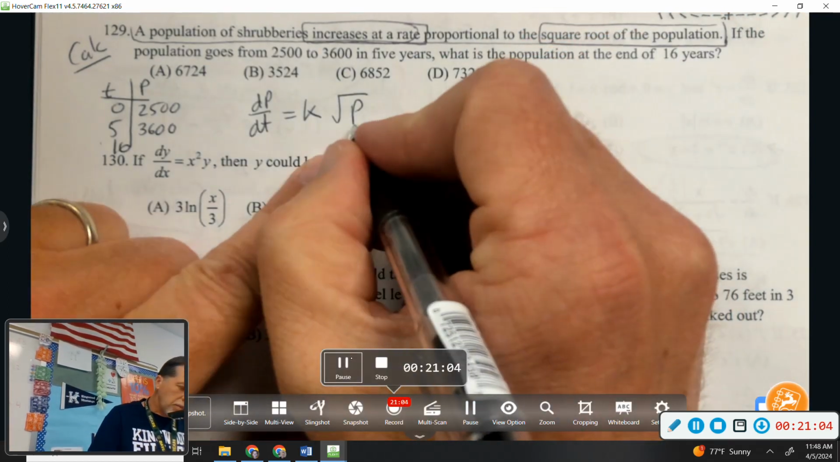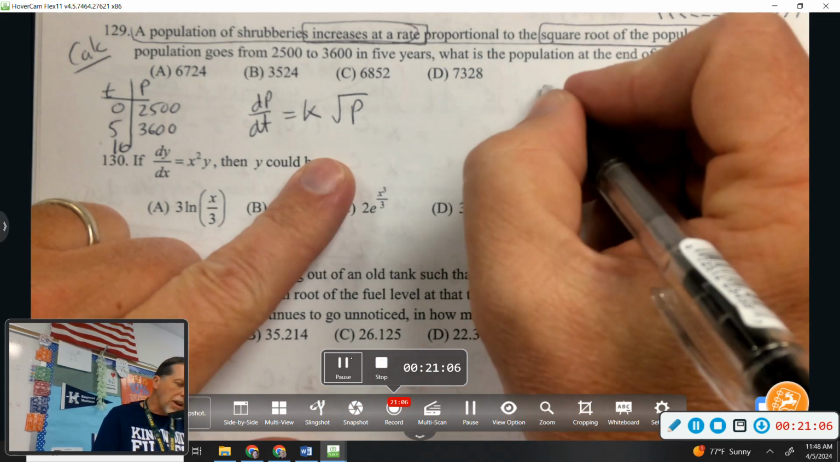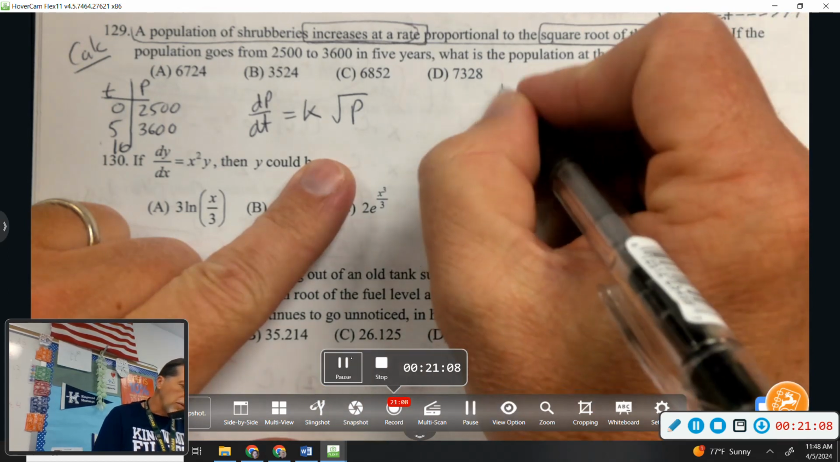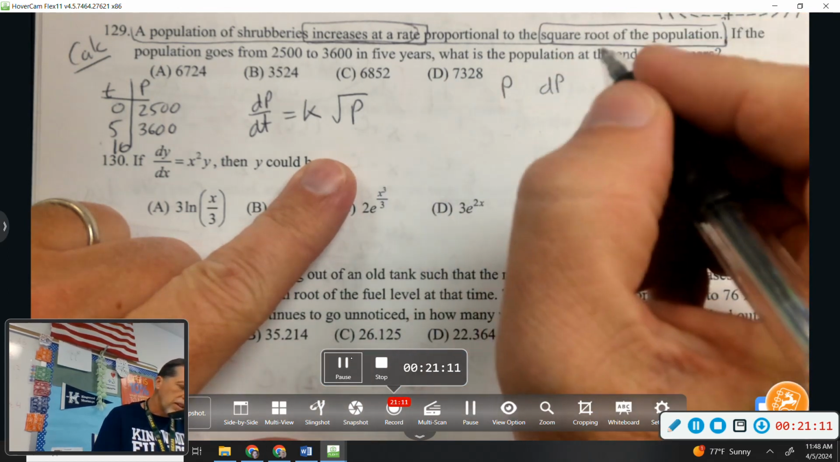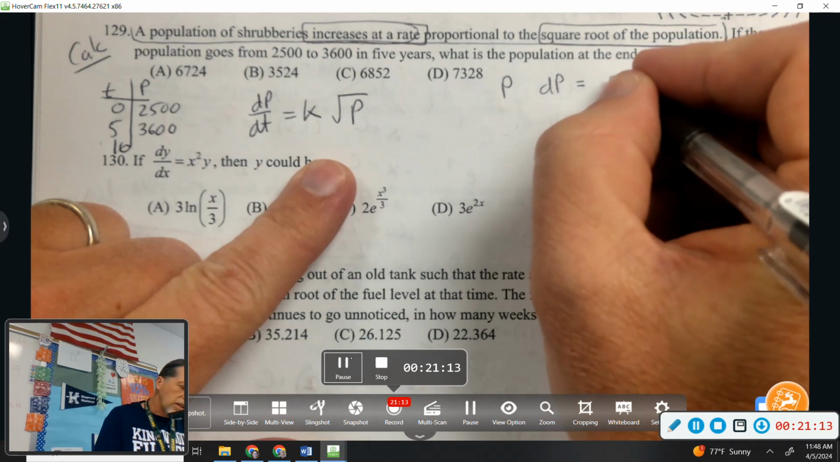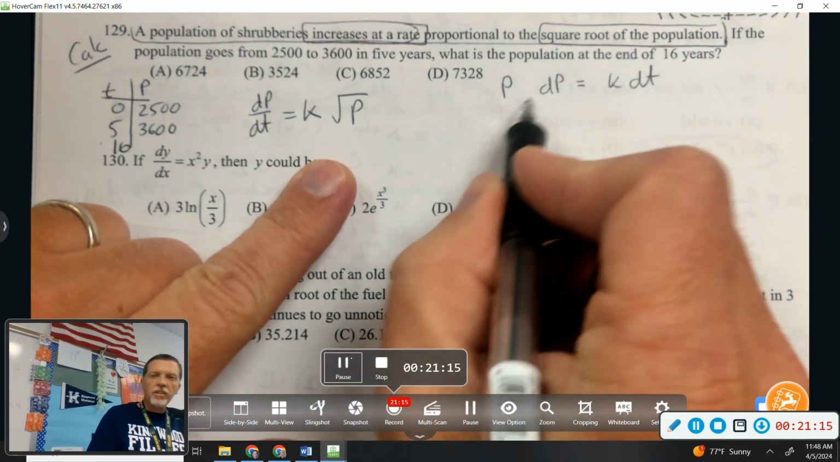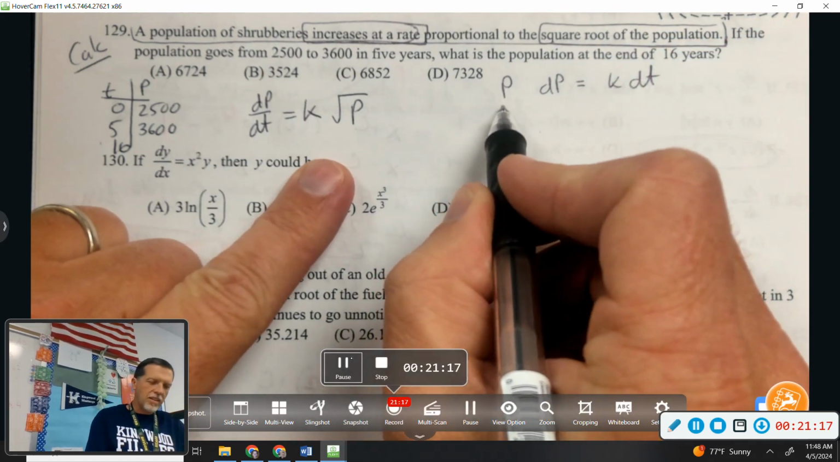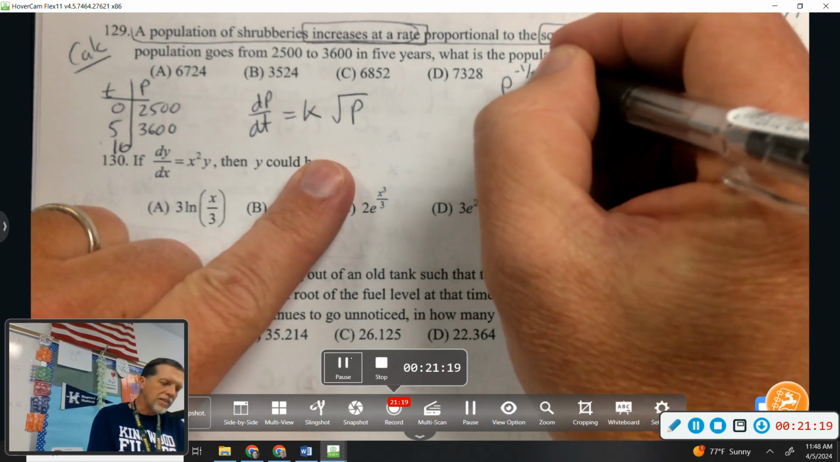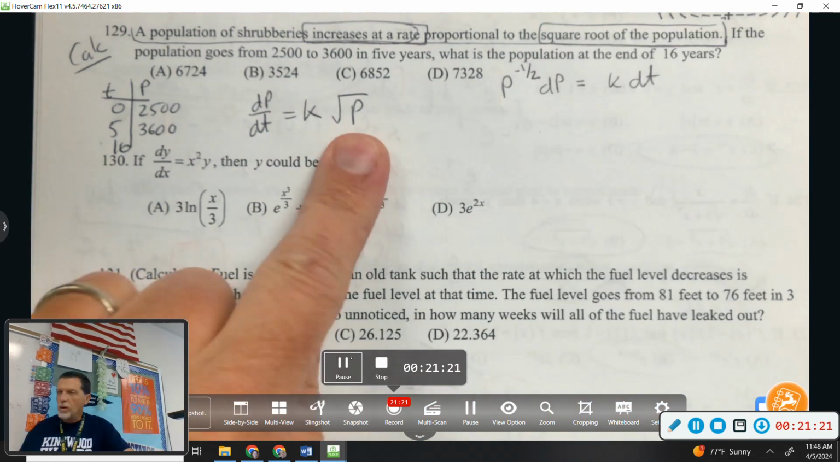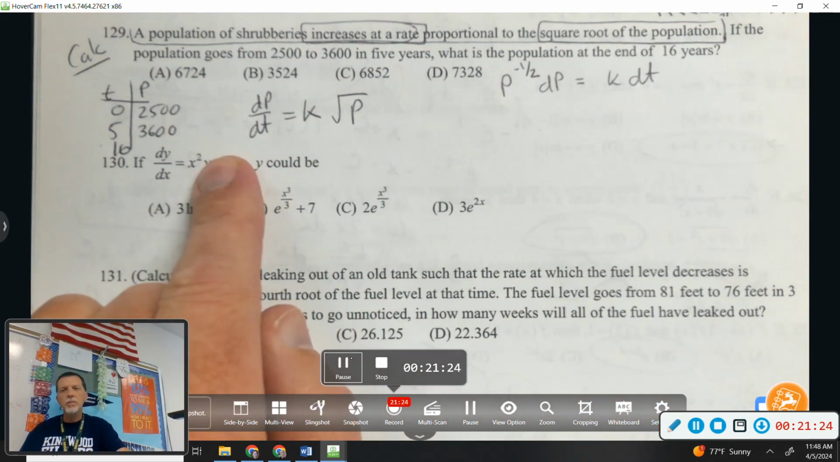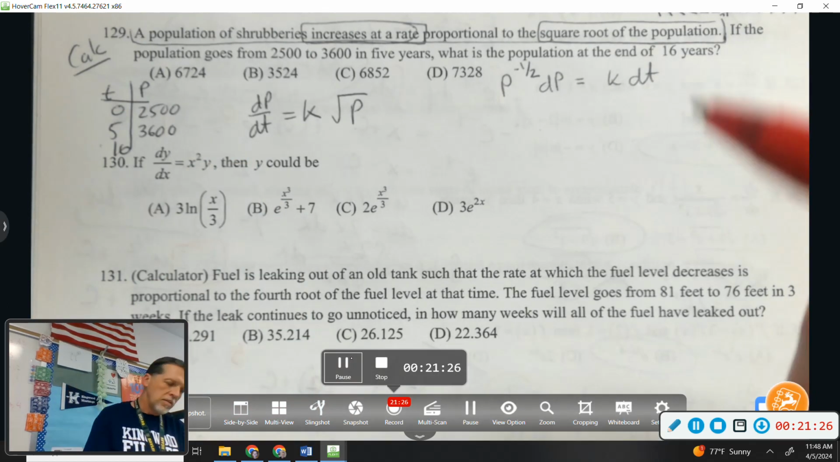Square root of p. What does that become when I move it over? P to what power? Negative 1/2, when I move it over to the left. Skipping a lot of steps there, because it's p to the 1/2 on the right, divided over to p to the negative 1/2. There's my separate step.